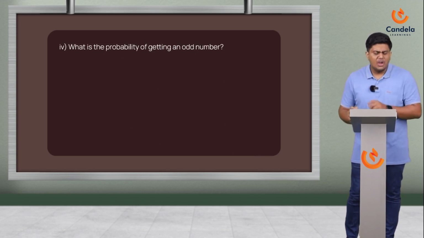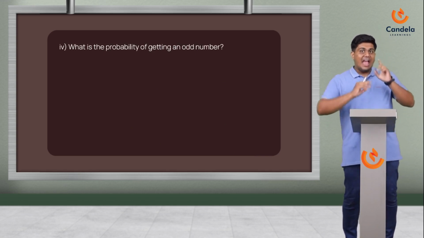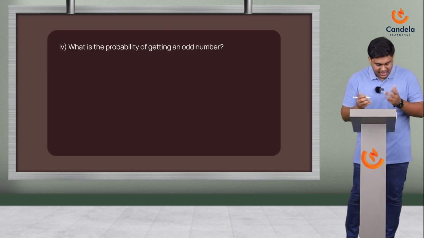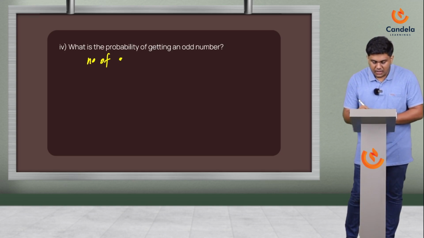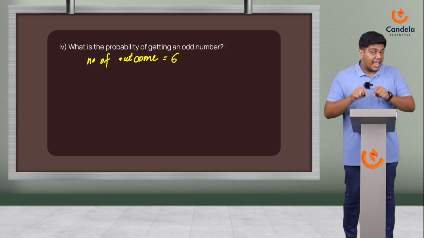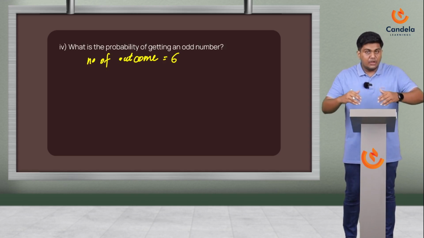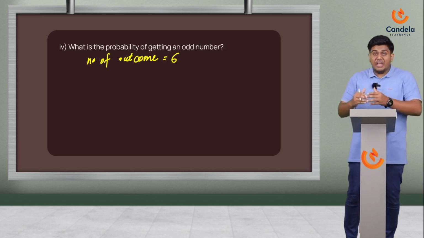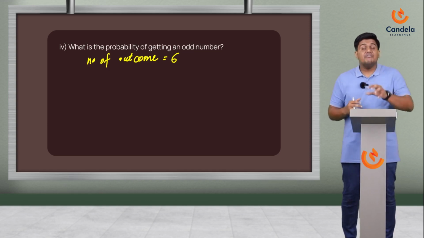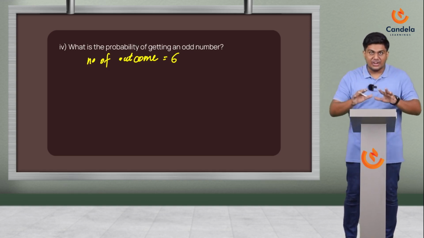Let's look at the next question. What is the probability of getting an odd number? Again, let's go through all the steps. The number of outcomes will again be 6. It's important that we write this every time, because these particular sentences go into our equation. So everything that is coming in the equation, we need to specify at least once.